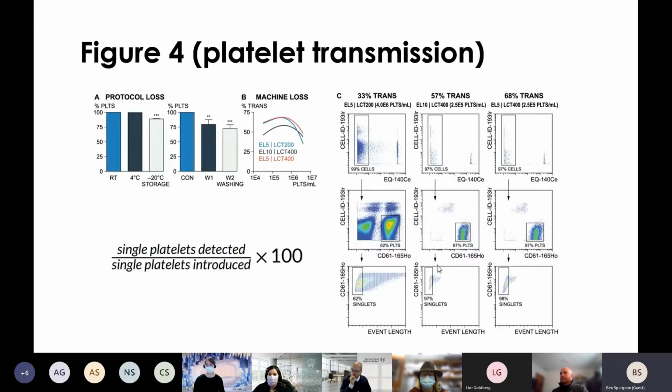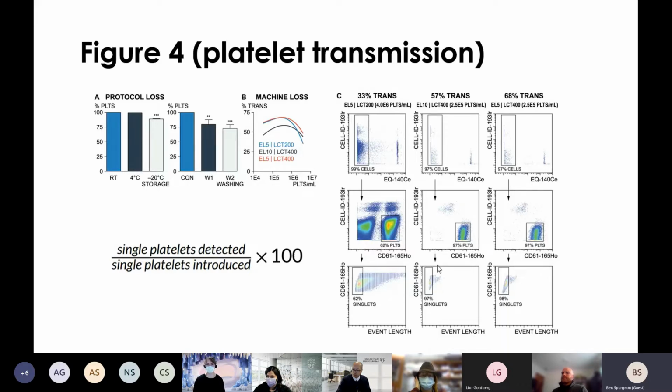And so figure 4 in the paper, we did an experiment looking at cell transmission. So compared to conventional flow cytometry, CyTOF is known to have a lower cell transmission efficiency, which is potentially problematic for our laboratory because we sometimes receive samples from patients with a disease called thrombocytopenia.